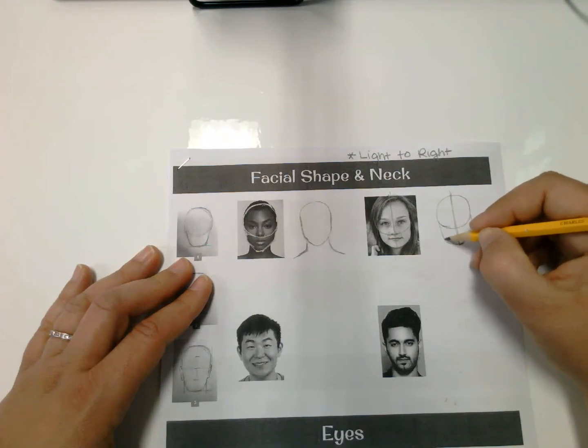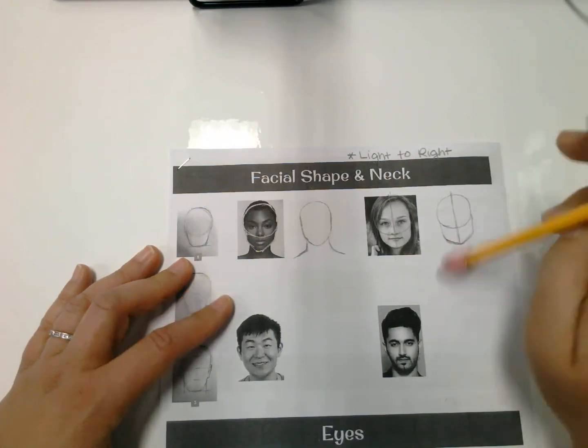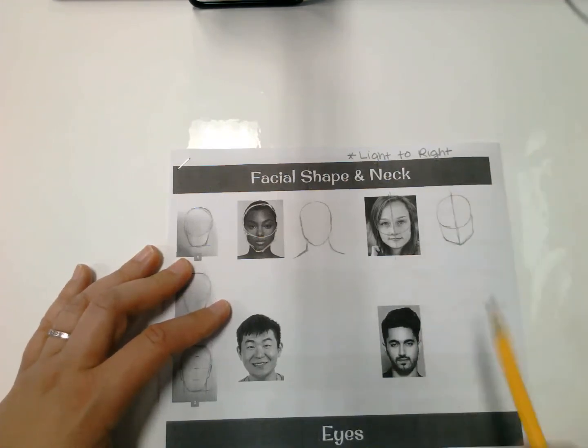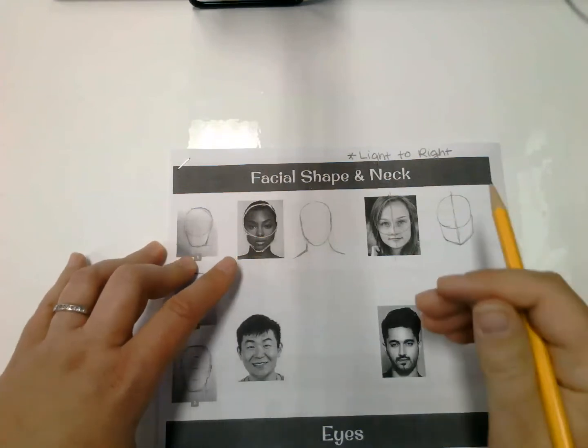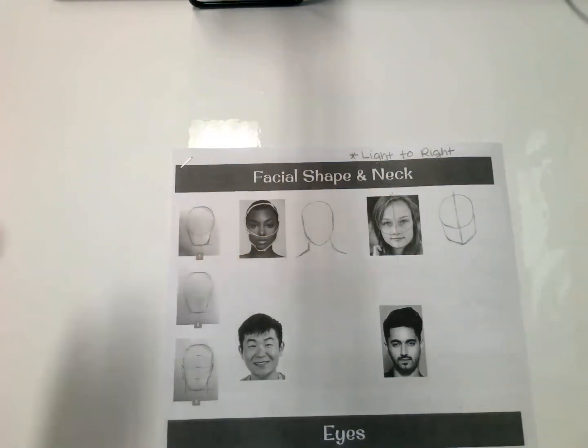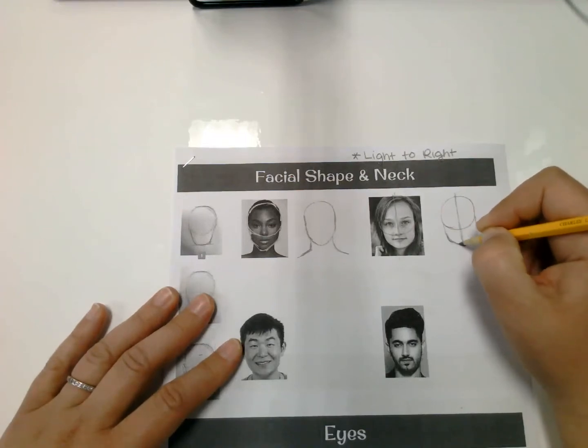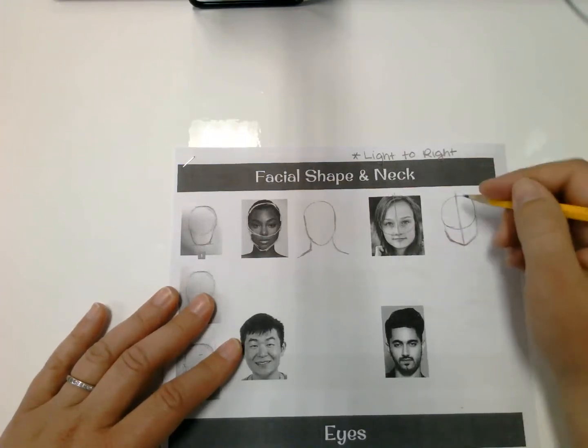Over and here we go. Now, why would this be a little bit rounder here? Well, she is younger, okay? And as you get older, your jawline doesn't necessarily change, but the muscles in your cheeks do. Okay? So there we go.